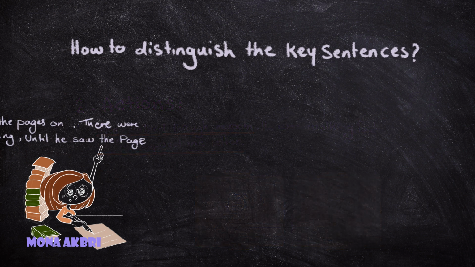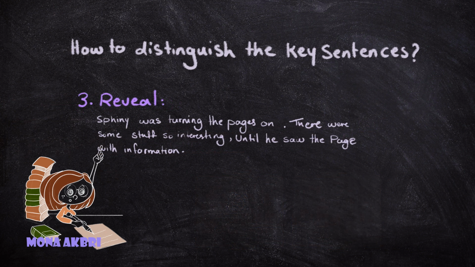And the next one is the reveal. For instance, Svinny was turning the pages on. There was some stuff so interesting. Okay, Svinny was turning pages. I can draw that. There were some interesting stuff, but not important to storyline. So I won't focus on it. I will still have one window for that until he saw the page with the information.